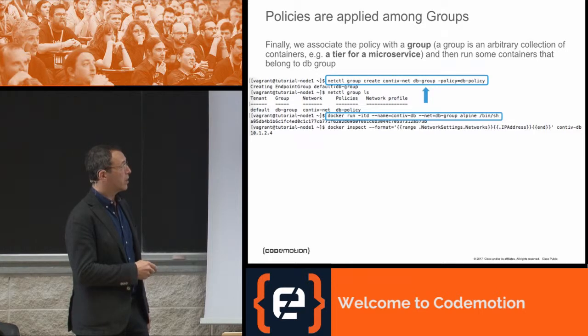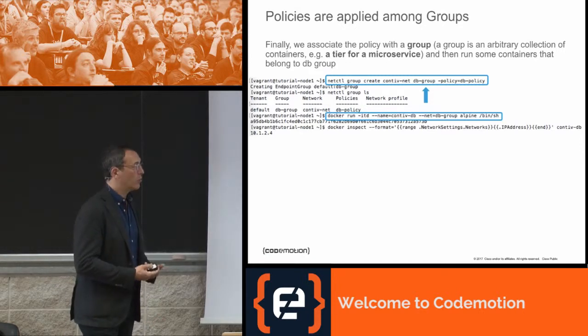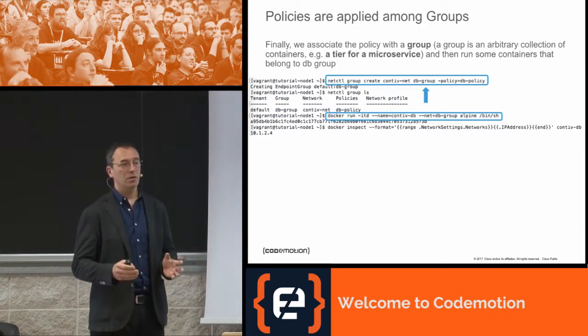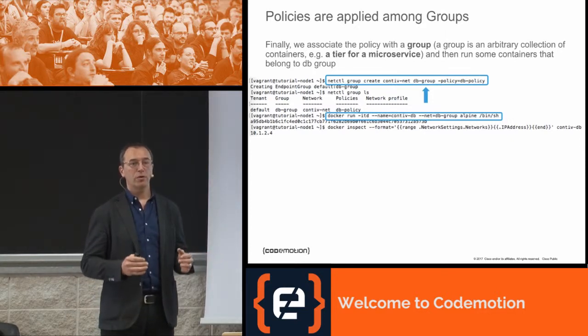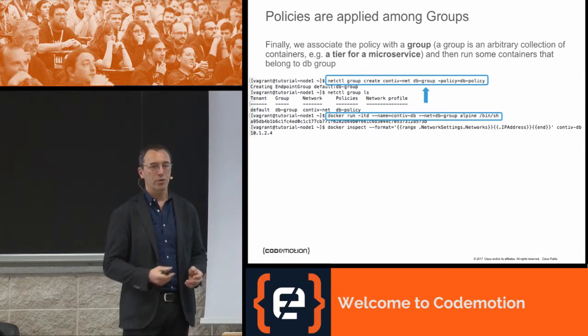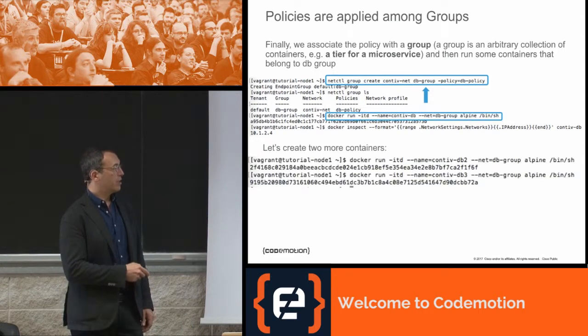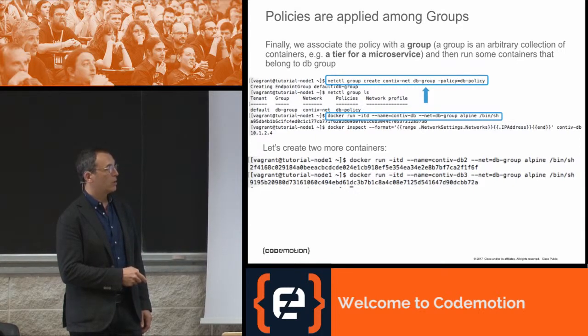So now I run a container, and for the networking aspect, I just reference the name of the group. So I create new objects, I deploy them, and I say to the system, they are part of that group. So please treat them the same way you treat all the other objects in the group. So I create more containers, again with the Alpine Linux distribution, and I associate them to the group, putting that instead of the name.